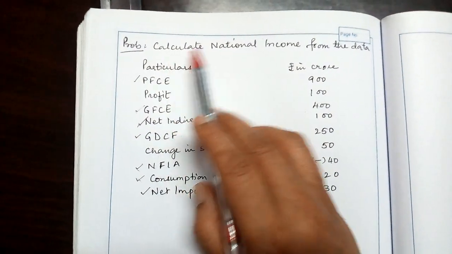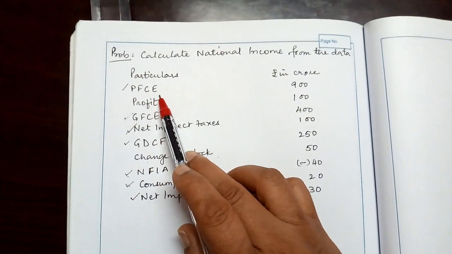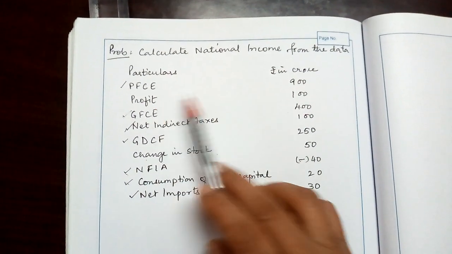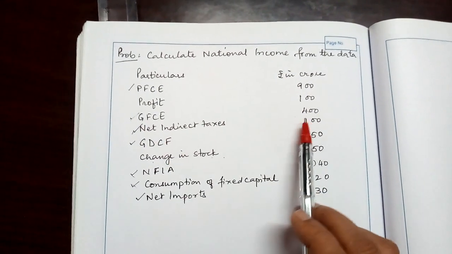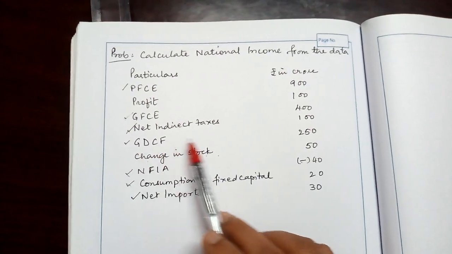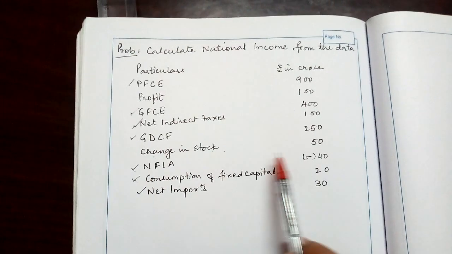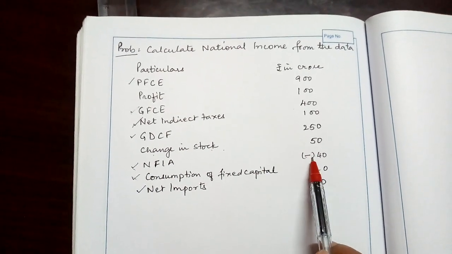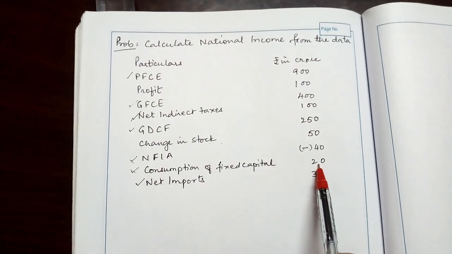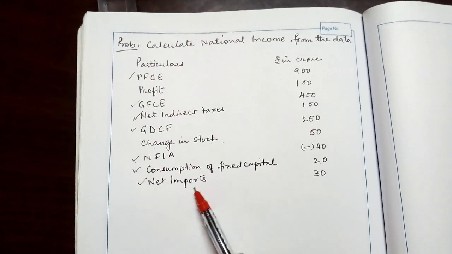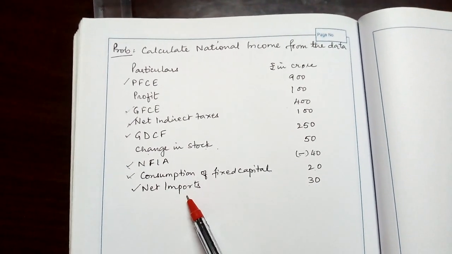This problem reads, calculate national income from the given data. Private final consumption expenditure, profit, government final consumption expenditure, net indirect taxes, gross domestic capital formation, change in stock, net factor income from abroad, which is negative, consumption of fixed capital, which is depreciation, given as 20, net imports is given as 30. This means that the imports were greater than exports.